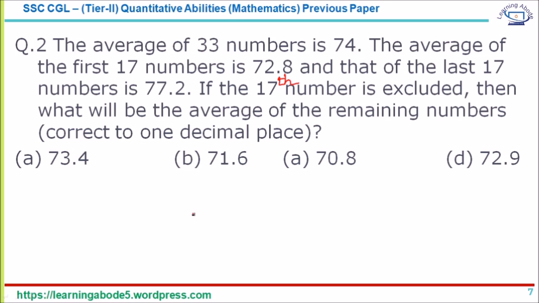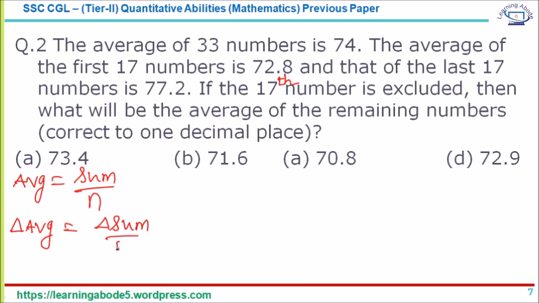See, the best thing to do here is to go for the shortcut. Average is the sum of all the numbers divided by the number of numbers. Now what is the shortcut? Change in average is equal to change in sum by n. That is the shortcut, so that's one thing to be remembered.